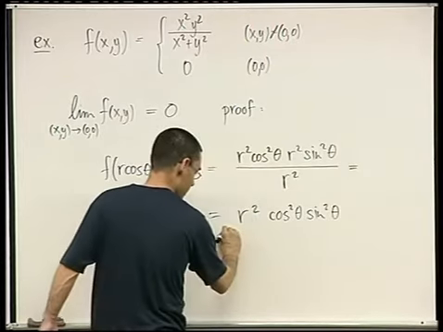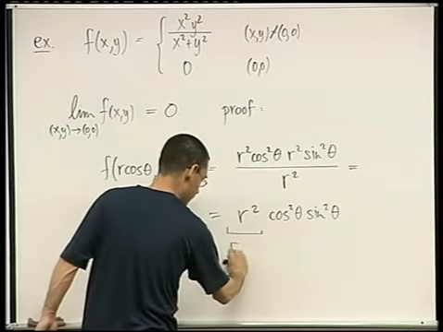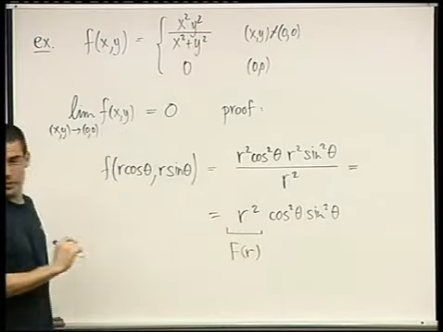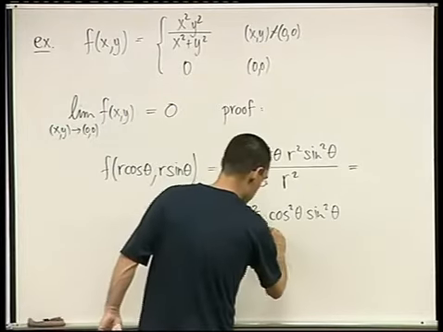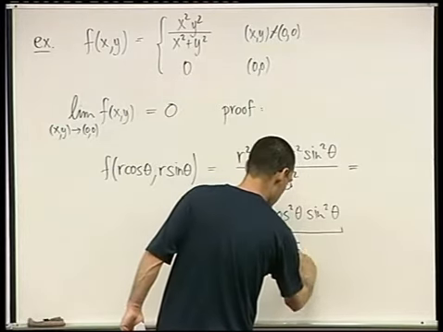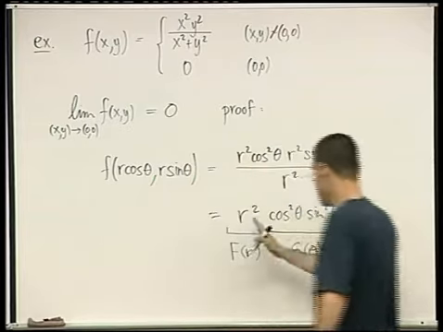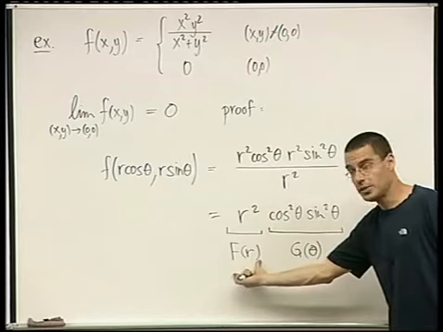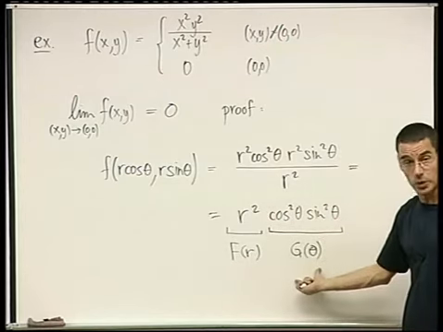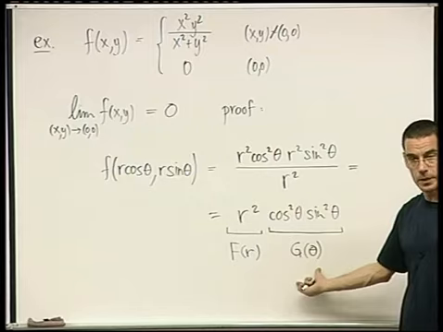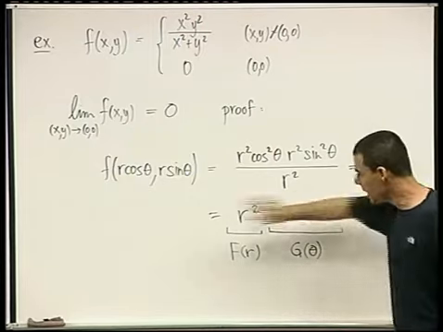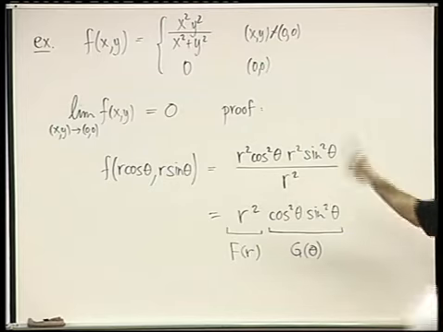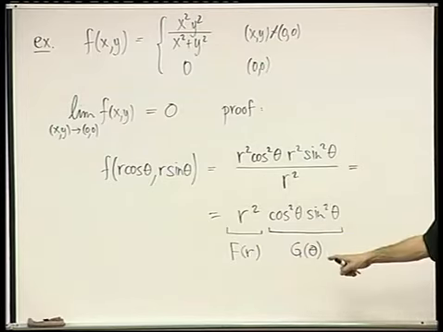This is our capital F of r. This is an expression containing only r's in it. And this is our g of theta. In this example, it broke up into a product of one expression containing only r's and another expression containing only thetas. Okay? No cross-contamination. Thetas and r's completely separated. Okay? That doesn't always happen. If it doesn't happen, you can't use the theorem. Clear? Okay.